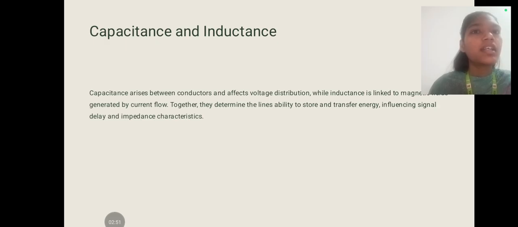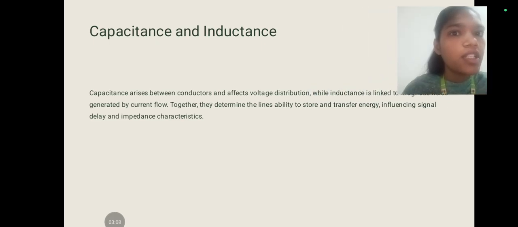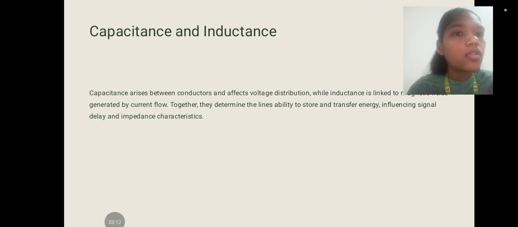Capacitance and inductance. Capacitance arises between conductors and affects voltage distribution, while inductance is linked to the magnetic field generated by current flow. Together, they determine the line's ability to store and transfer energy, influencing signal delay and impedance characteristics.